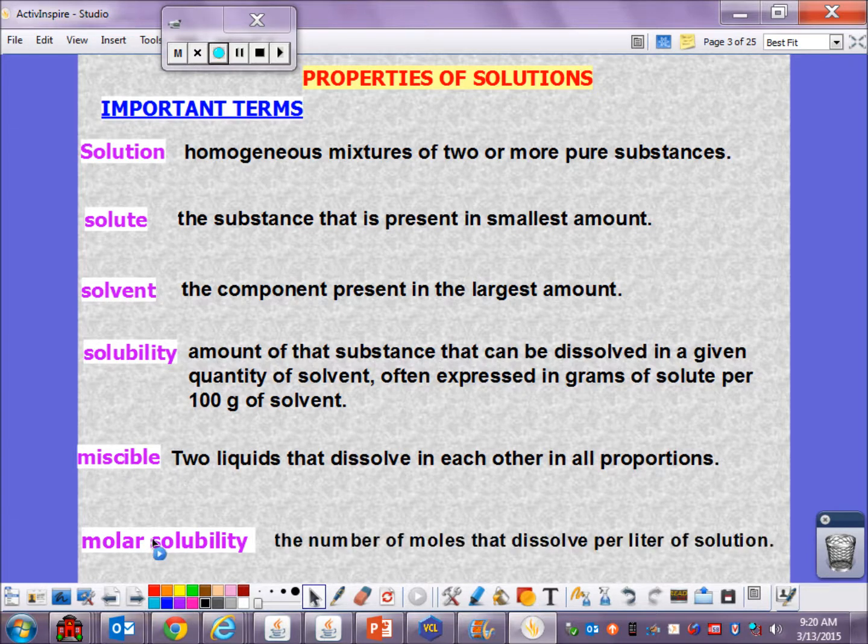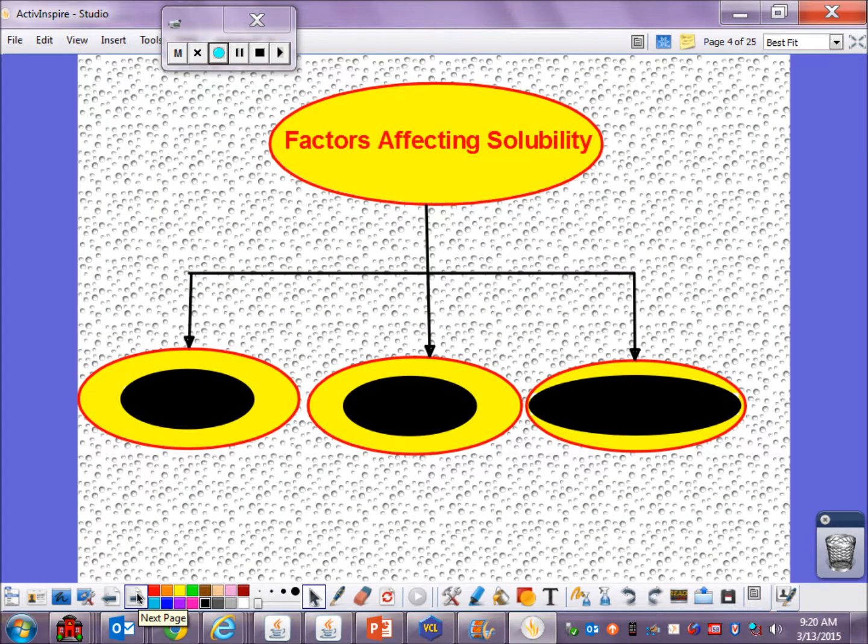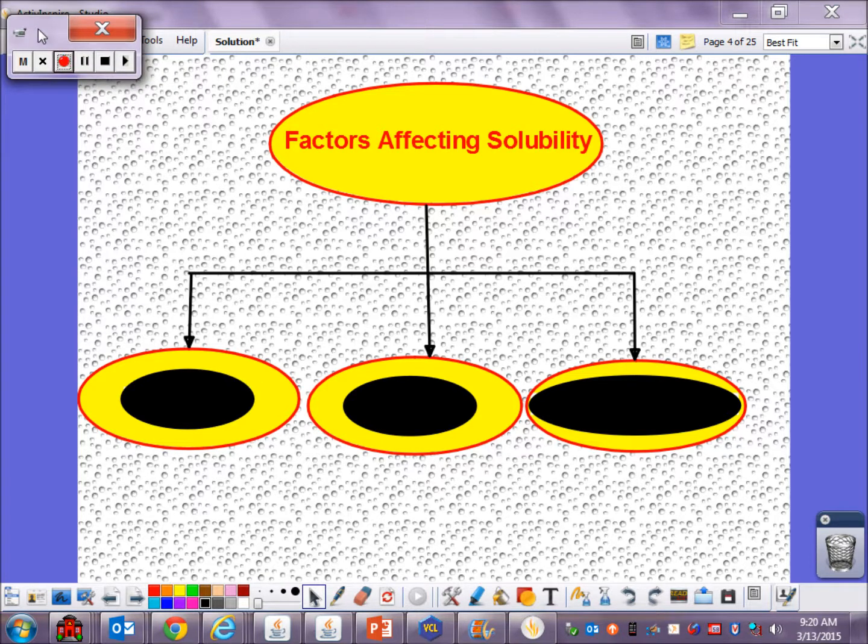And molar solubility is the number of moles that dissolve per liter of solution, which is really molarity. Molar solubility. Now, I took this straight from your flip chart from last year. Those are factors that affect solubility.